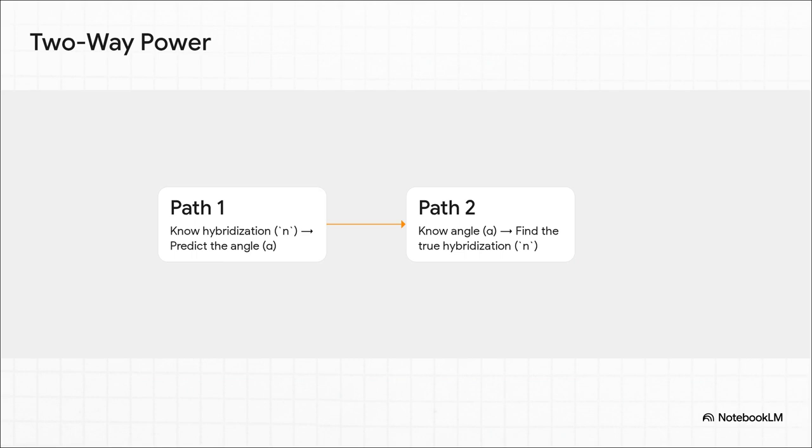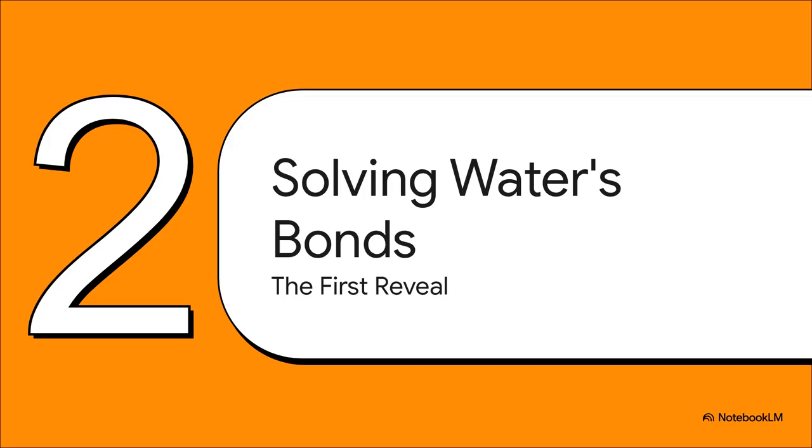We could start with a textbook hybridization like sp3 and use it to predict an angle. But we're going to do something much cooler. We're going to work backward. We're going to take the real, measured angle of water and use it to find out what the hybridization actually is. We're going to let the evidence lead the way. All right, let's play detective.